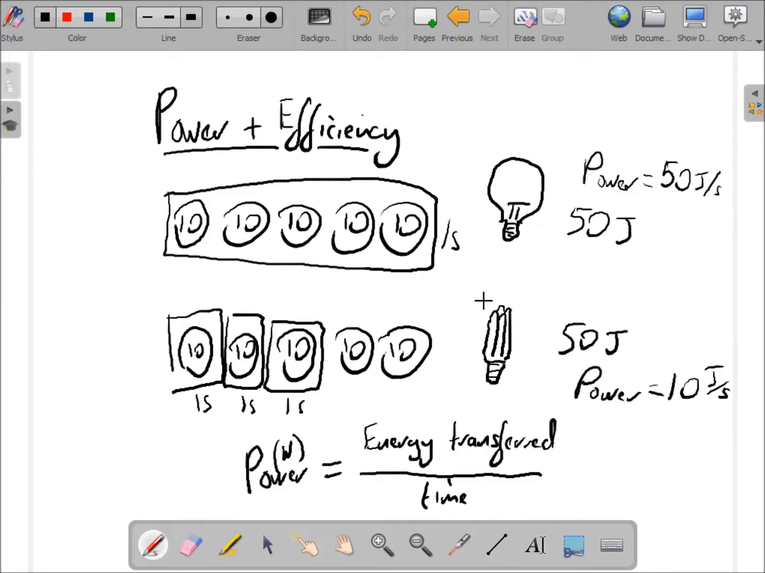So power in watts, you probably will have seen that written on light bulbs, like a 60 watt light bulb, 80 watt light bulb, is the amount of energy transferred in 1 second, or rather, if you take the amount of energy transferred and you divide it by the amount of seconds of time, then you have the wattage. So i.e. 1 watt is 1 joule per second.